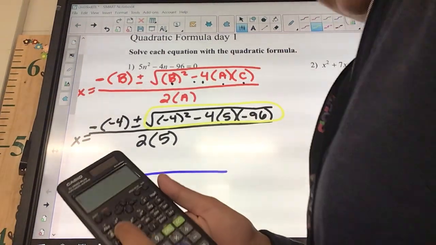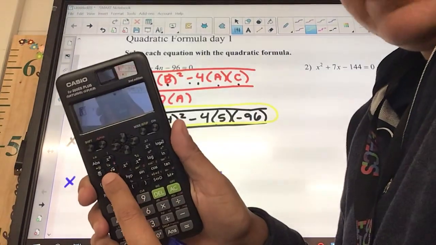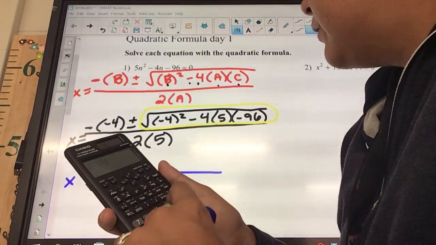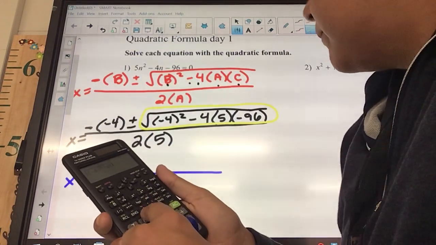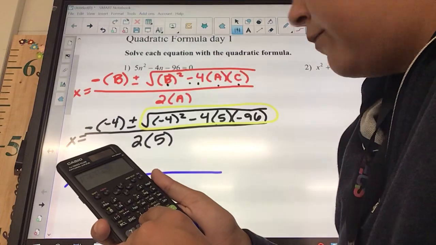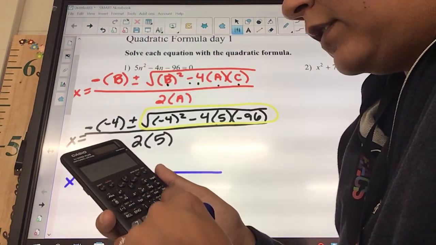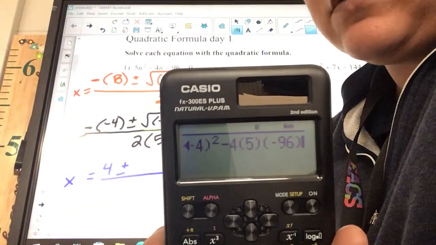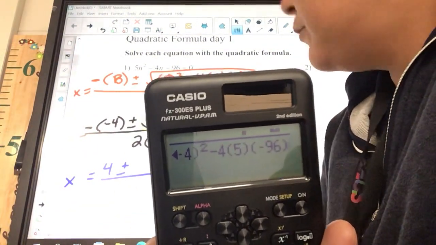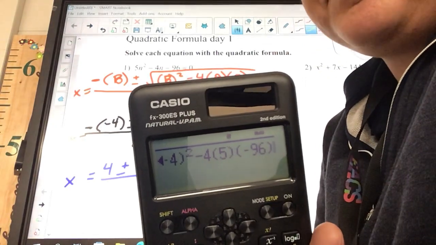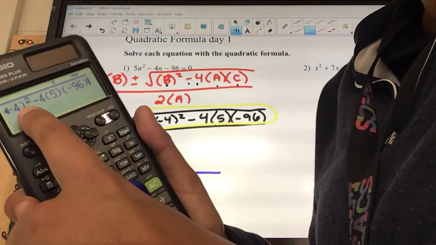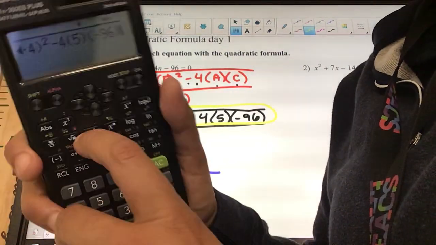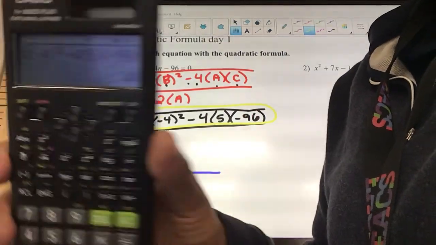Okay, so we're going to type in square root. That's about here, is your square root button. We're going to say negative 4 squared minus 4 times 5 times negative 96. Okay, so it should look just like what your paper does. Make sure you have parentheses around the stuff that should have parentheses, and then what most people forget is that squared. Make sure you don't forget him. The button's right next to the square root. Okay, so we're going to hit equals. You should have gotten 44.